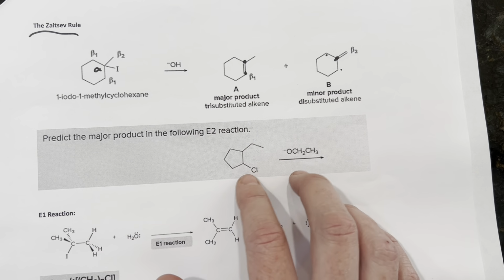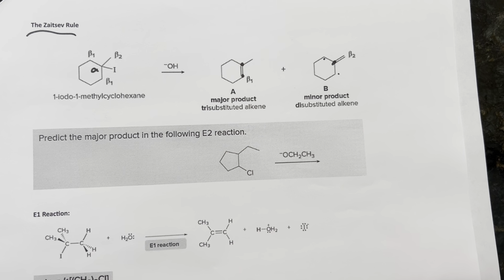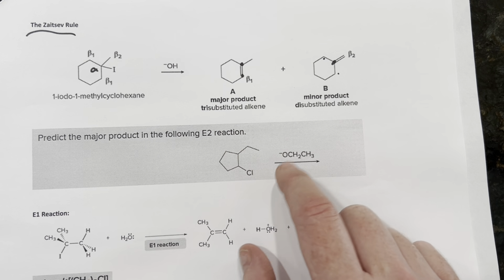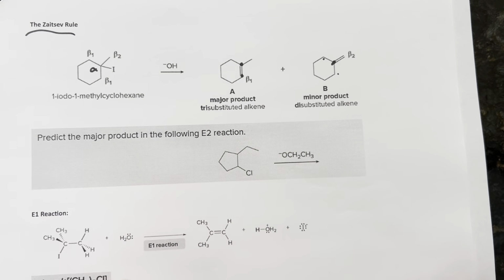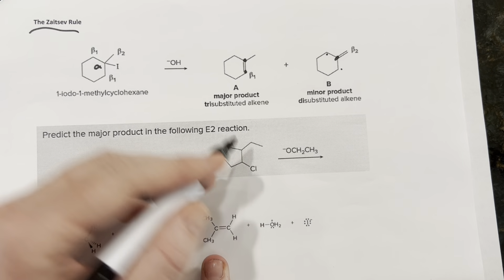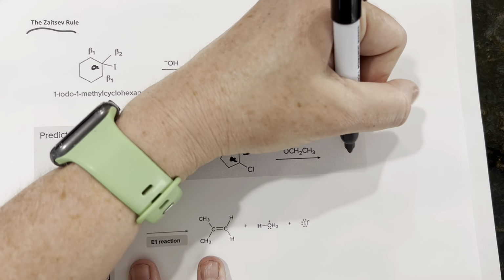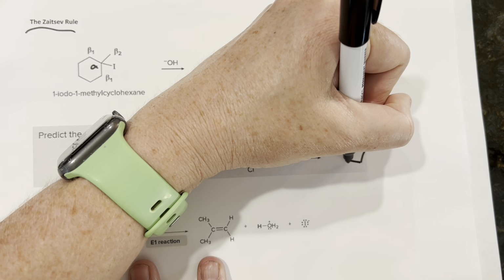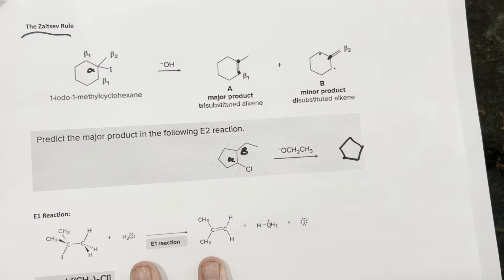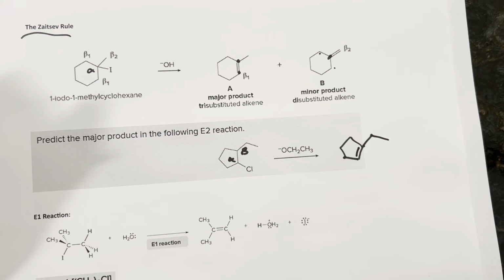All right, so if we were to predict the major product from this, we could put that double bond anywhere between an alpha and a beta, but the beta that I see that's the most substituted is right here, and my alpha would be right there. So the most substituted one would be this product right there.